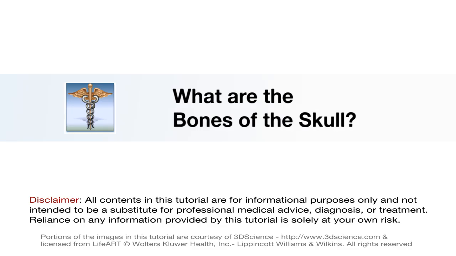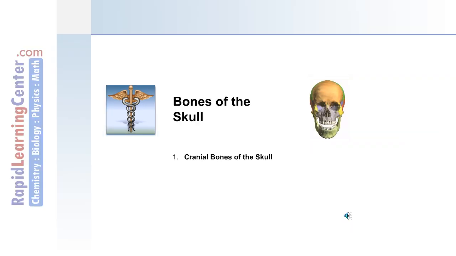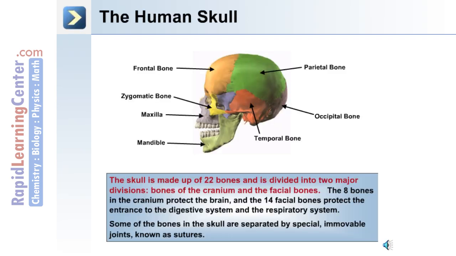Now we'll move on to discuss the bones of the skull, including the cranial bones and the facial bones. The skull is made up of 22 bones and is divided into two major divisions: bones of the cranium and bones of the face. The 8 bones in the cranium protect the brain, and the 14 facial bones protect the entrance to the digestive system and the respiratory system.